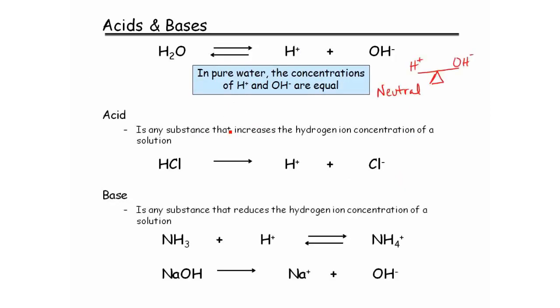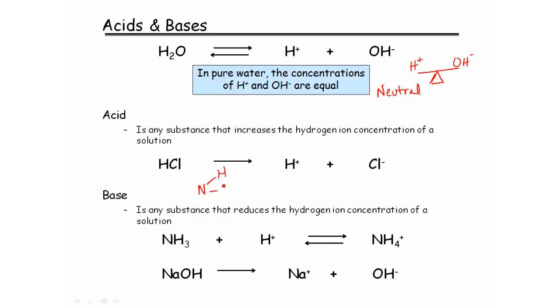A base, in comparison, is going to be any substance that reduces the hydrogen ion concentration. So a base is essentially going to tip the scale in the opposite direction, and we have two ways that one can actually operate. If you look here, we have one example with ammonia right here. Ammonia has a very similar structure to a water molecule.